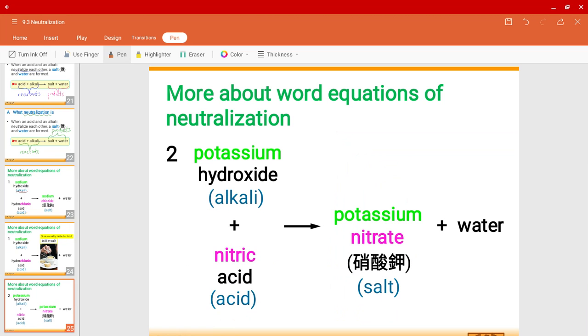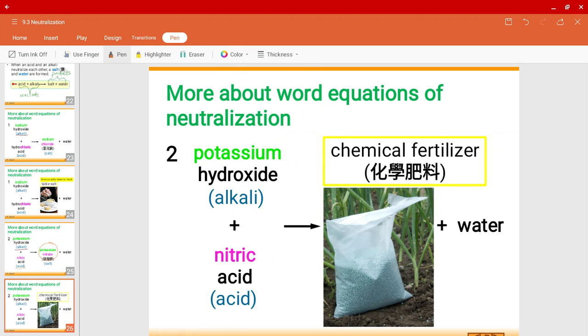Let me show you an example. You have the alkali, potassium hydroxide in this case, and when you react it with nitric acid, which is an acid, the salt that you get is potassium nitrate. This salt is, of course, different from the kitchen salt, which is sodium chloride, because it has totally different reactants that made the salt, right? An example of a use for this type of salt is in chemical fertilizers.